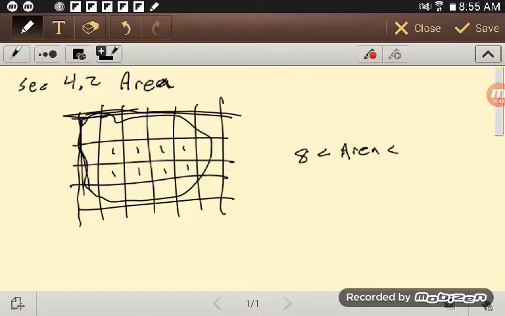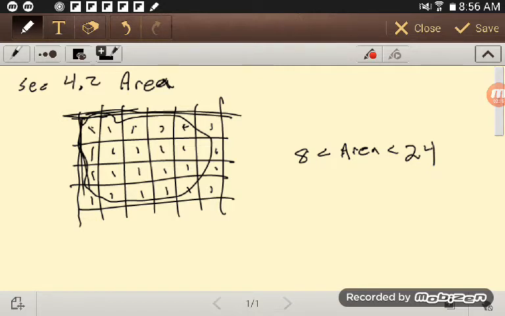but it would be smaller than if I toss in all these others, because all of those are bigger than the area they're looking at. If I toss in all of those, what do I have? 1, 2, 3, 4, 5, 6. 6 by 4. So I know the area is between 8 and 24 units.